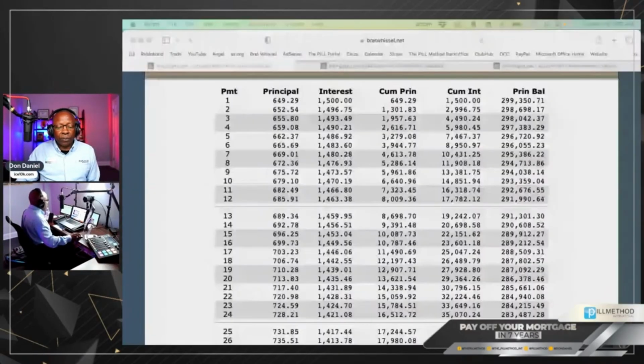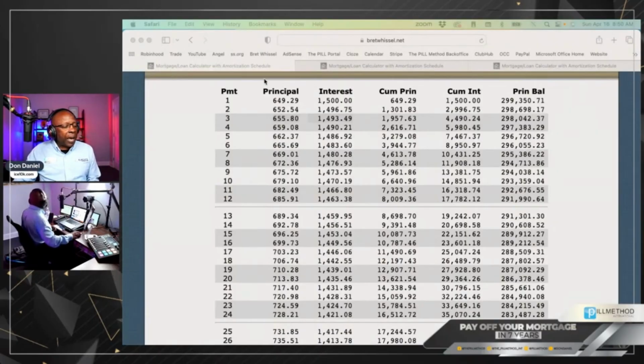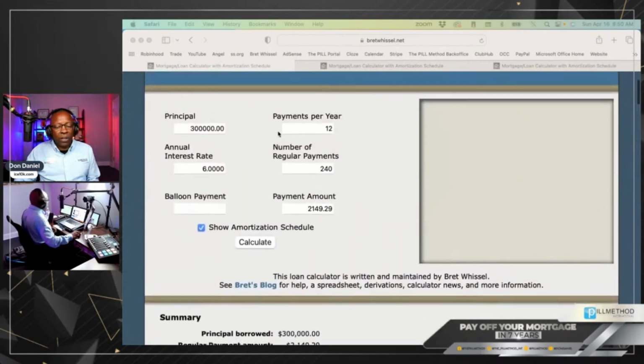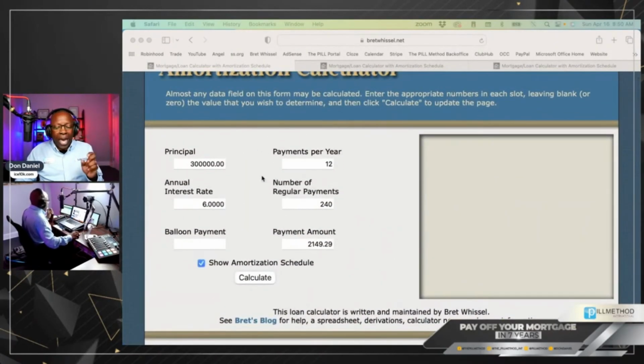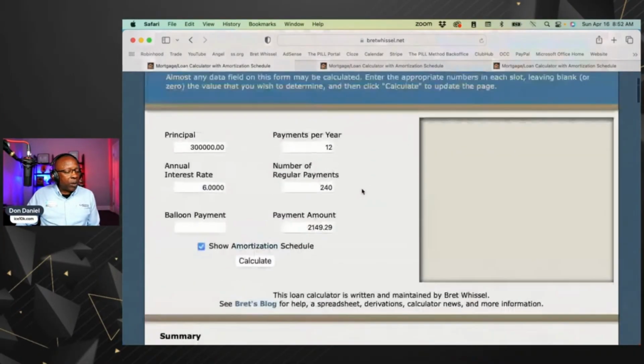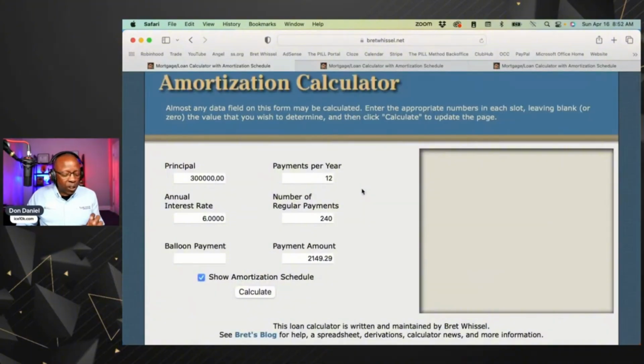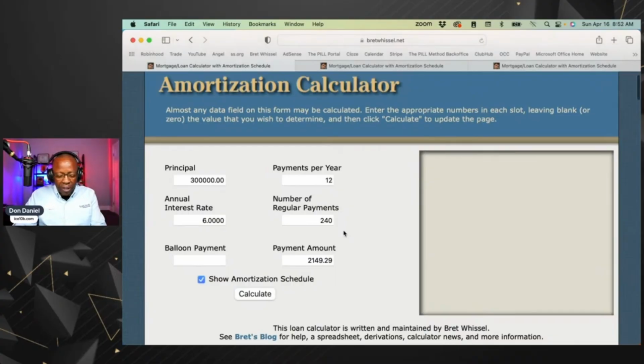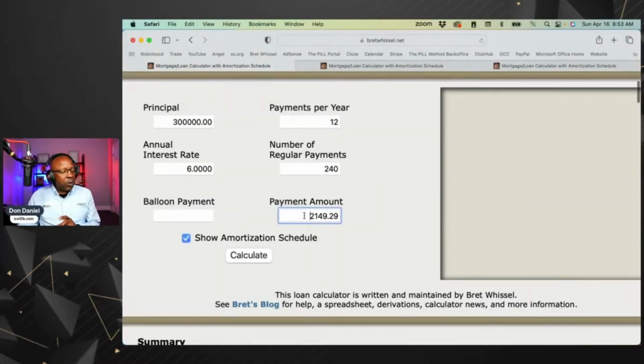Okay. So let's go ahead and put this on the screen. I'm going to add this. There you are. I'm looking at a $300,000 mortgage right now at 6%. So let's take a look at our amortization schedule. This is a 20-year mortgage, 240 payments. Now, here's the payment, $2,149.29.